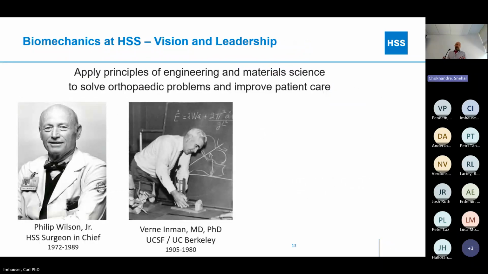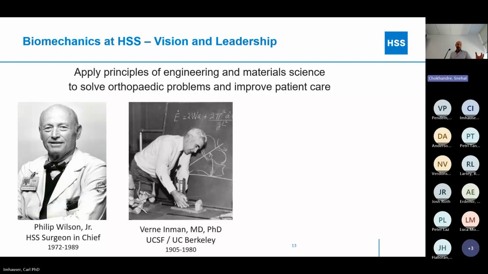And you might ask yourself, this is an orthopedic specialty hospital. Surgeons do a lot of surgery there. Why on earth are a bunch of engineers swimming in a sea of surgeons and doctors and also physiatrists? What are we doing there? This was founded about 50 years ago on the vision of Philip Wilson Jr. He's the surgeon in chief.